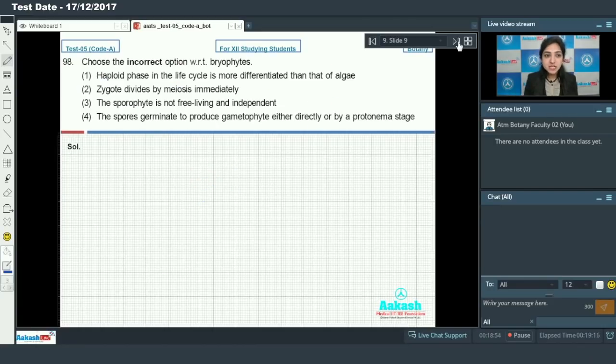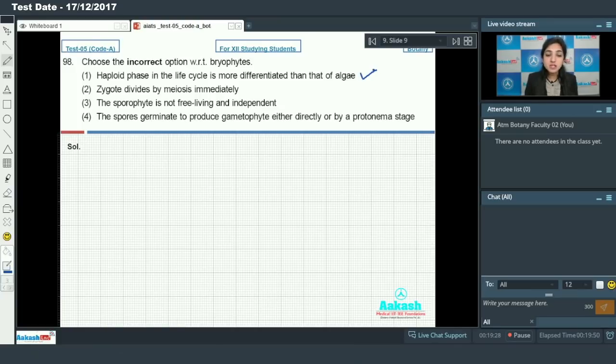Question number 98 says, choose the incorrect option with respect to bryophytes. So here you have to identify an incorrect option for bryophytes. Haploid phase in the life cycle is more differentiated than that of algae. In bryophytes the haploid phase is gametophyte, in algae the haploid phase is also gametophyte. So the gametophytic phase in the life cycle of bryophytes is more differentiated than that of algae. This is true.